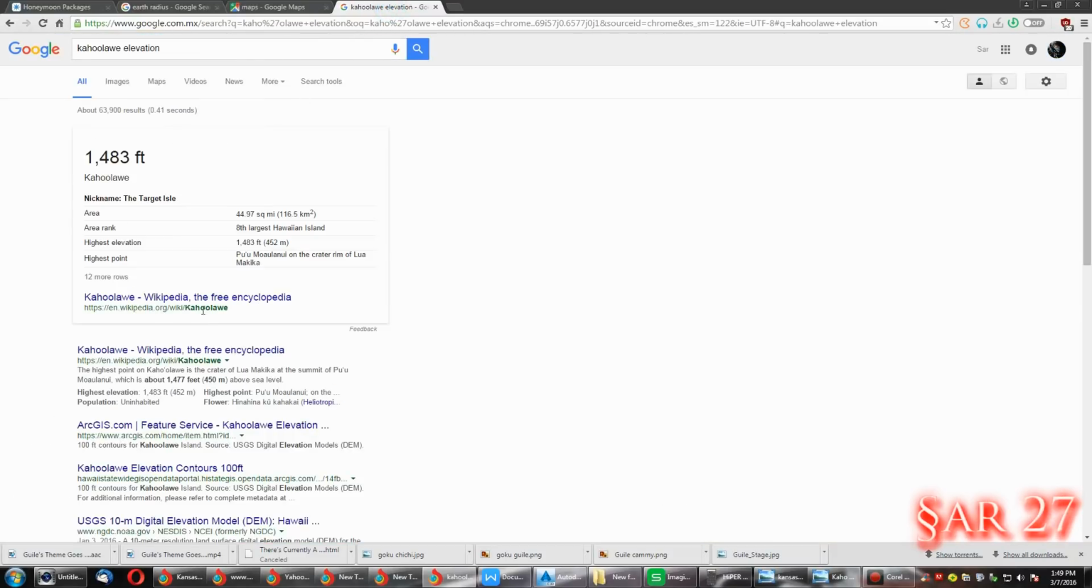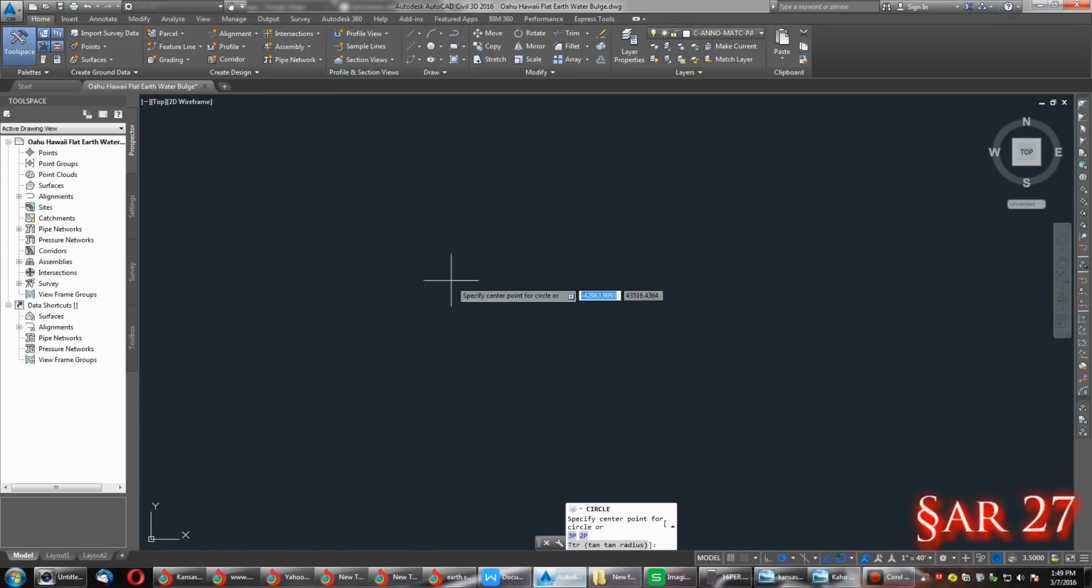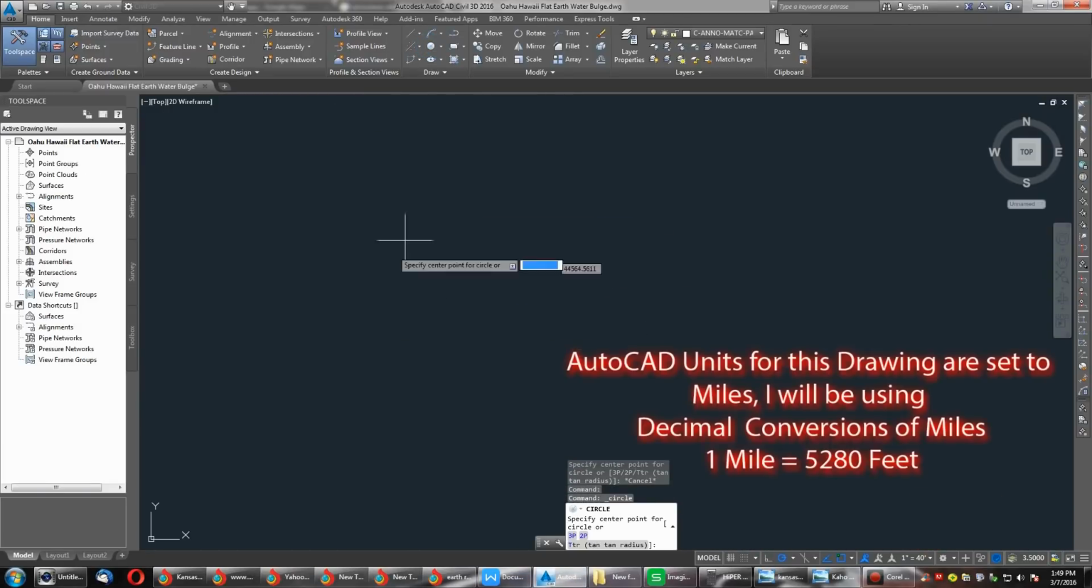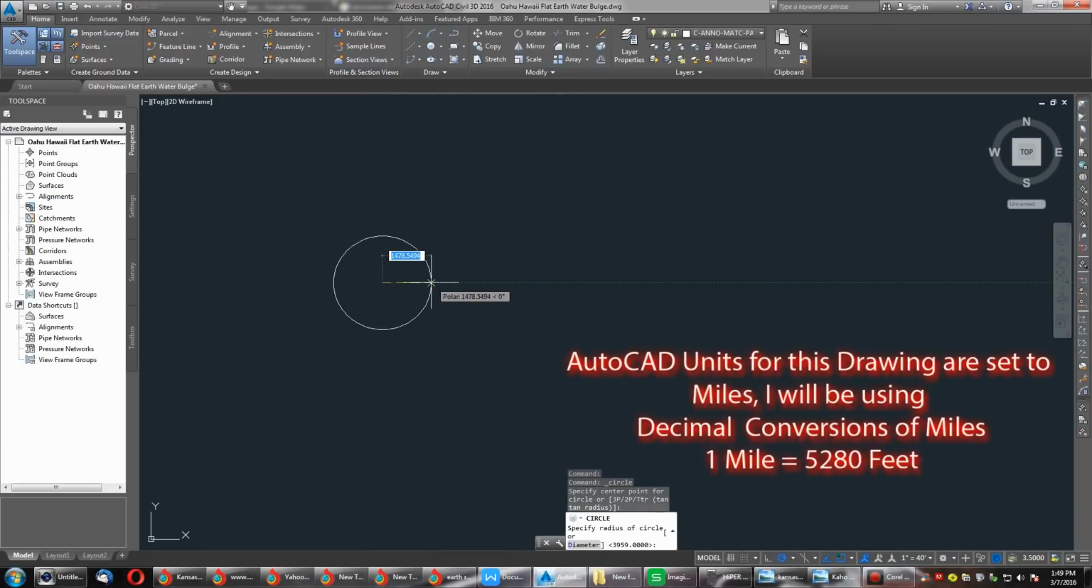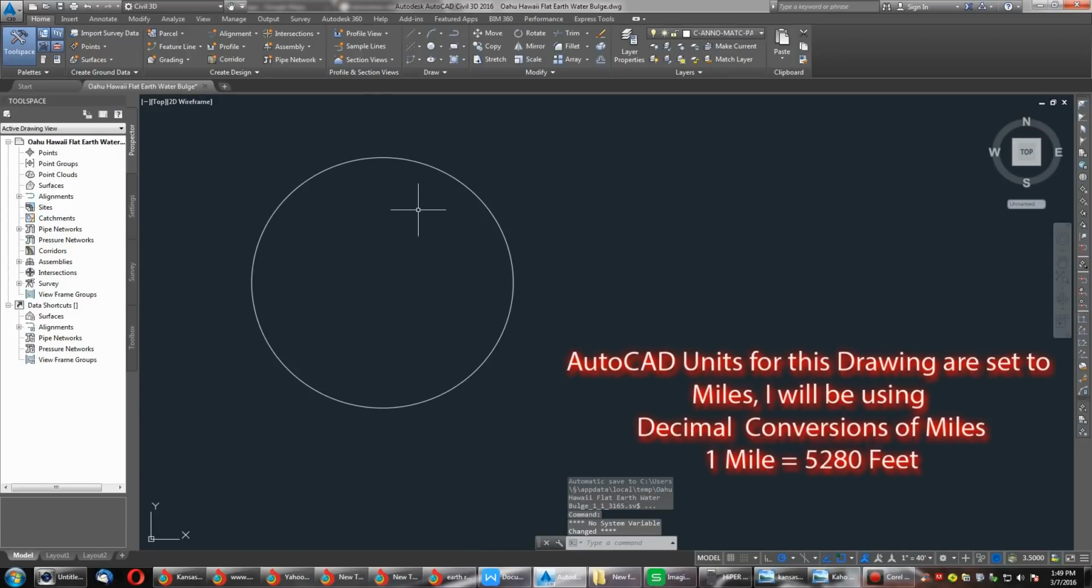And the elevation, from Wikipedia and Google, is 1,483 feet. Now that our data is pretty accurate, we're going to start plotting this thing, making a radius of 3959.